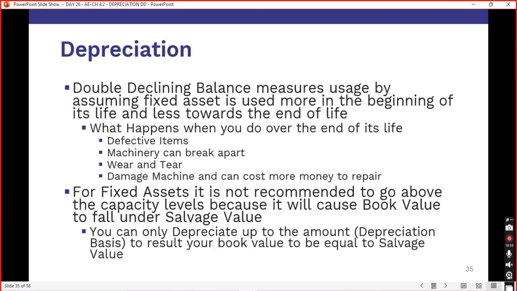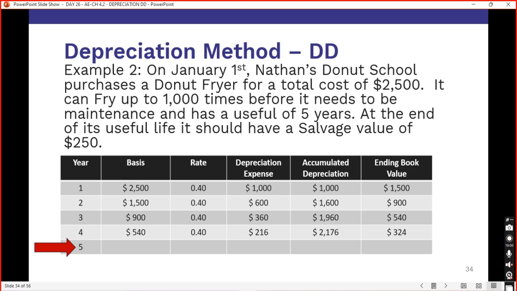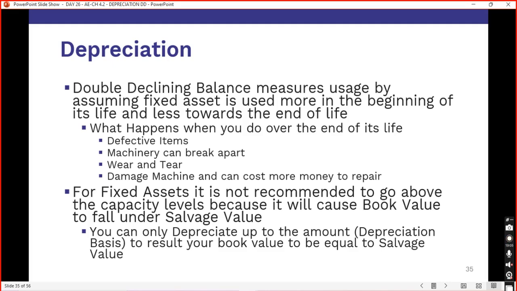what happens if we go beyond capacity? Right now, we can go another year, because right now it's only 4 years and the book value has not reached salvage value. But again, what happens when you do go beyond capacity? Things happen. Wear and tear, the machinery or whatever it is that you're using will break down because it's reaching the end of its life. And especially if you use it so much more in the beginning of its years, towards the end it might not even last you the 5 years.